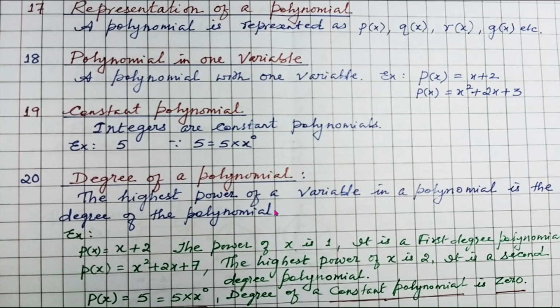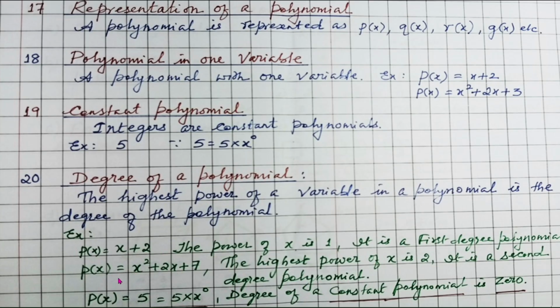Now degree of a polynomial. The highest power of a variable in a polynomial is the degree of the polynomial. Let us understand this. If you take the polynomial p of x is equal to x plus 2, now what is the power of x here? 1, and therefore it is a polynomial of first degree. It is a first degree polynomial.